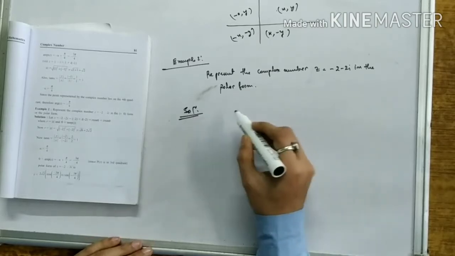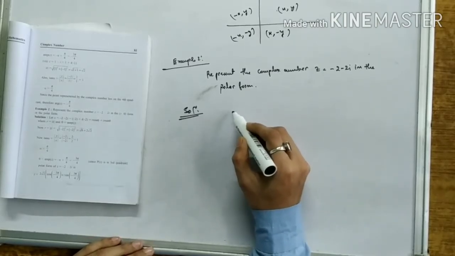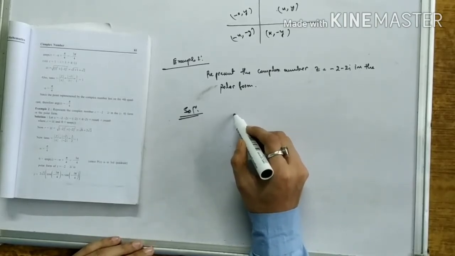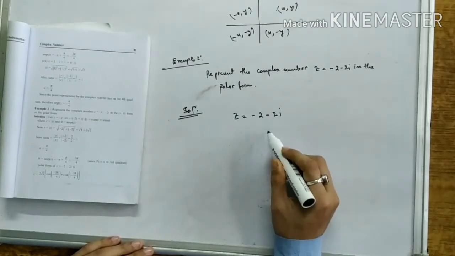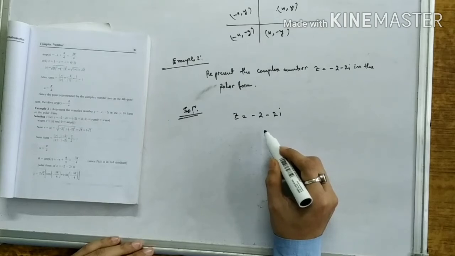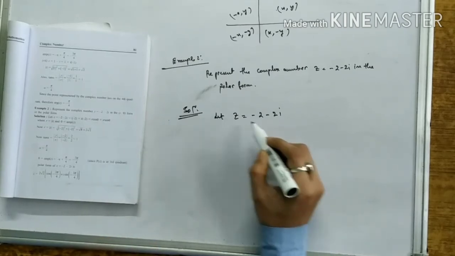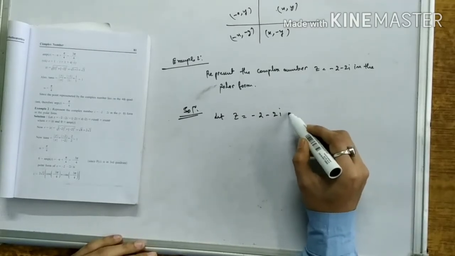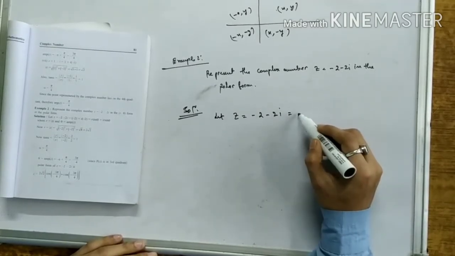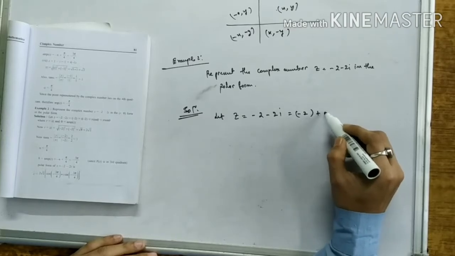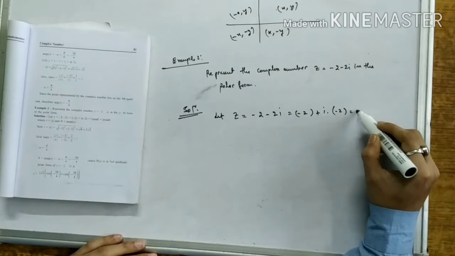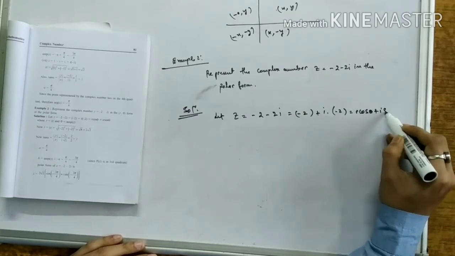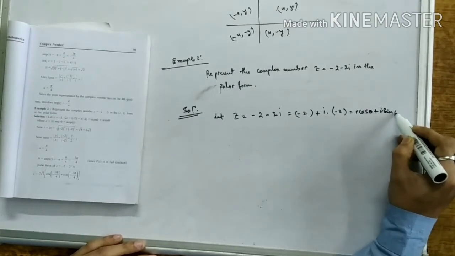Okay, so first of all, Z is equal to minus 2i, given. So here, first of all I will let Z be equal to this, which you can write as minus 2 plus i dot minus 2, which you can write as r cos theta plus i r sin theta.